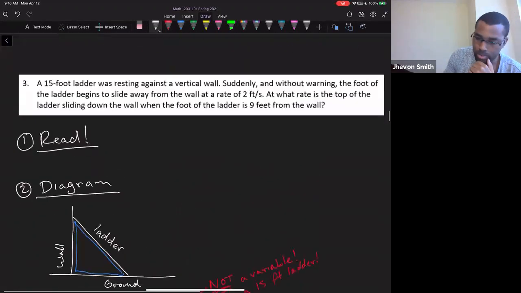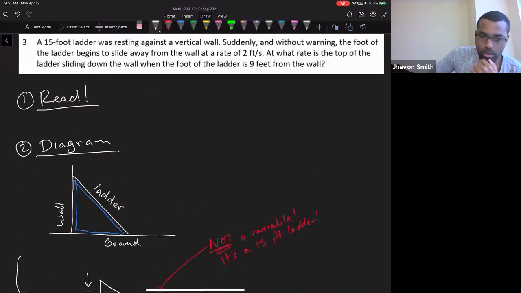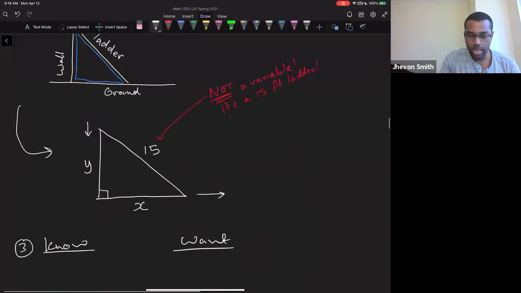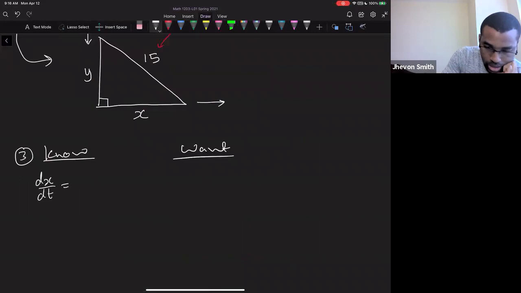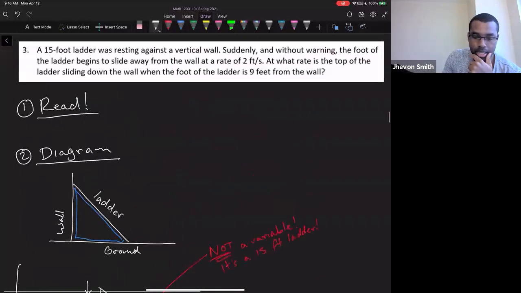What do we know? The foot of the ladder is sliding away from the wall at 2 feet per second. So if the foot of the ladder is going in this direction, what that means is that the length x is increasing. So I know that dx/dt is plus 2 because that length is increasing.